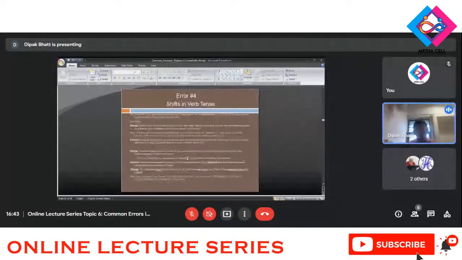The next is shifts in the verb. Never ever mix the tenses. Sometimes we use simple present, then we go to the past, and then we go to the present continuous. It is very wrong. In fact, you should use the same tense in all the sentences, okay? Because if you are, for example, writing something as an event, then just use the past tense. Don't use any other tense, okay? Or past perfect tense, varieties of that. What I mean to say is don't go from present to past and future and like that, okay?